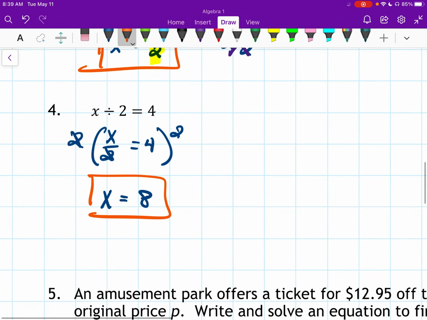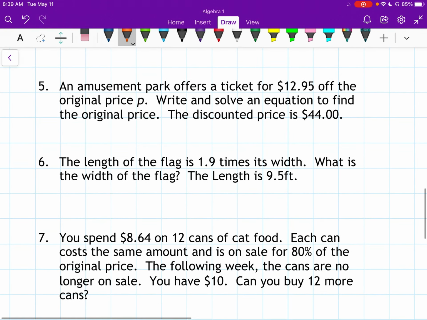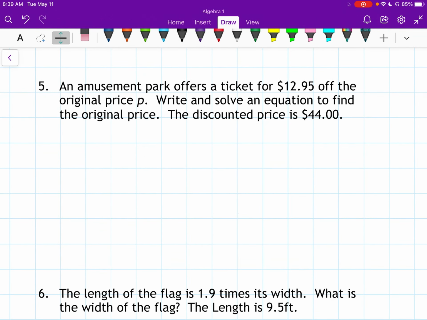All right. Next up, we have some word problems. An amusement park offers a ticket for $12.95 off the original price P. Write and solve an equation to find the original price. The discounted price is $44.